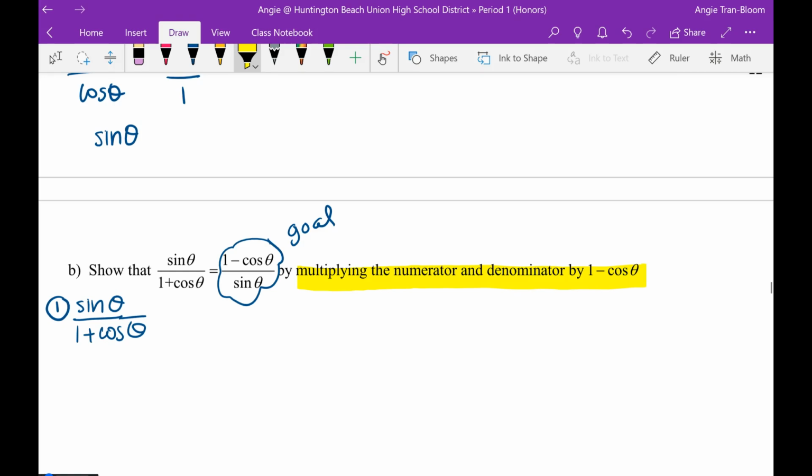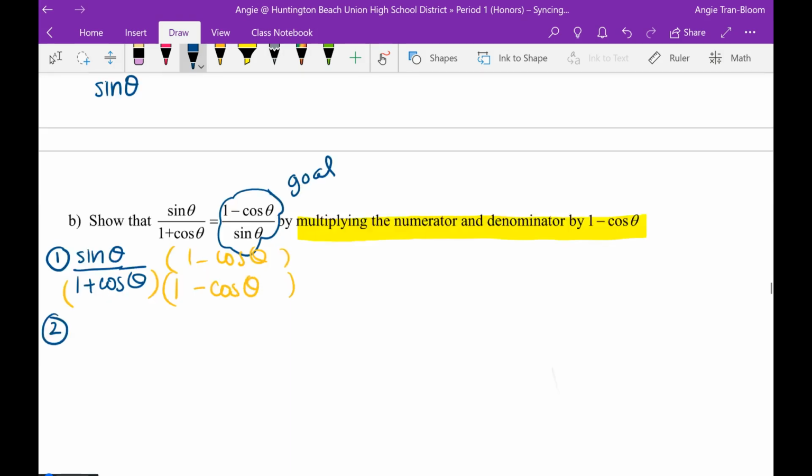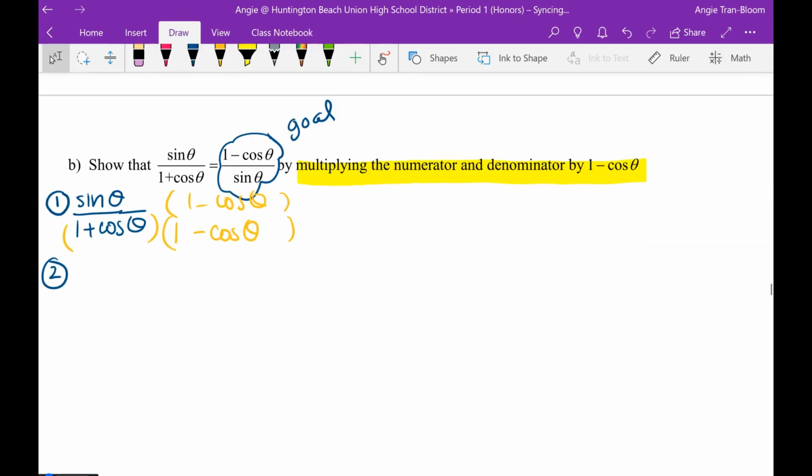And here's how I'm giving you this hint. Can you see in your goal there's a 1 minus cosine theta in the numerator? So to get this, we have to multiply both top and bottom by the same thing. So multiply top and bottom by 1 minus cosine of theta. Then step 2, please number your steps so I can follow it. Some of you write horizontally, some vertically. It doesn't matter, just number the steps.